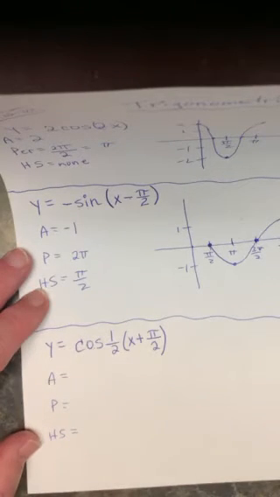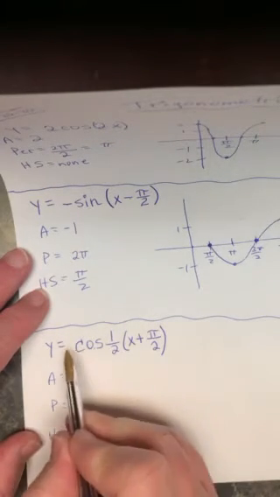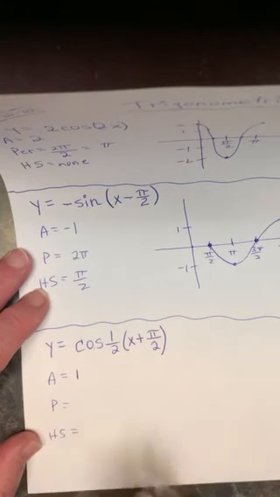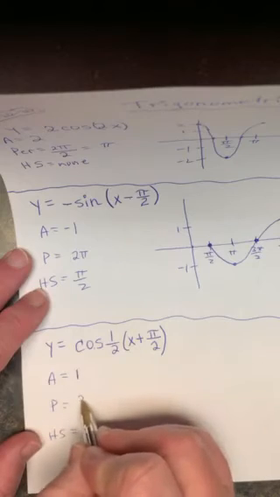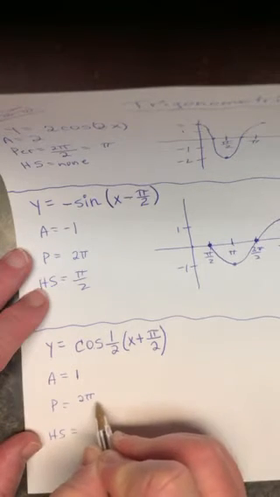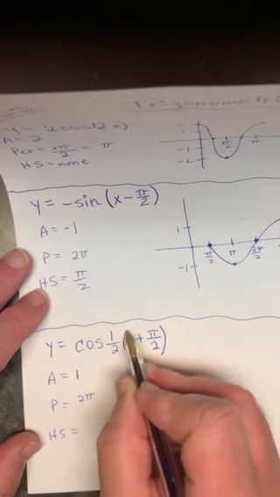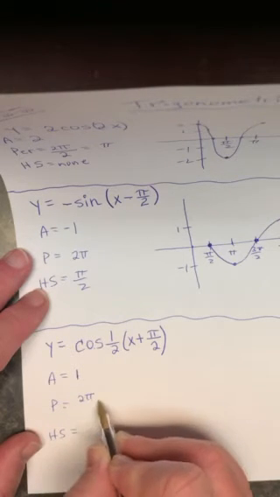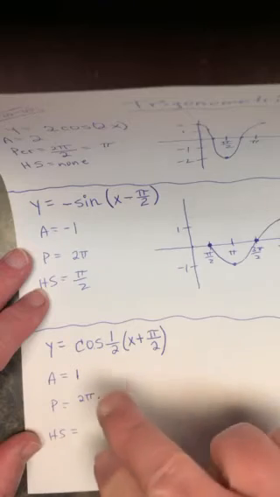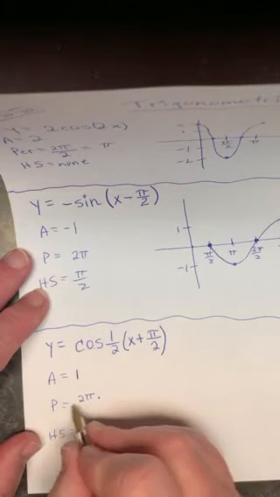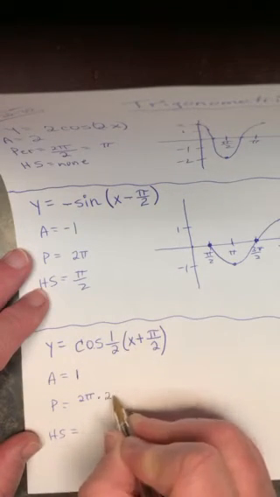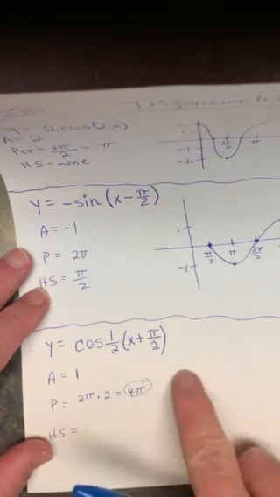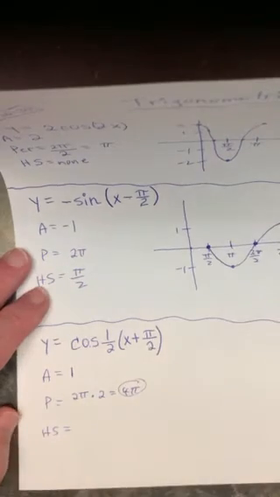Amplitude, period, horizontal shift. Now, there is no number in front other than what's understood to be a 1, so the amplitude's 1. The period is 2 pi. Now, I'm supposed to divide by the number that's in front of that parenthesis, so I'm dividing by 1/2. Remember, when you divide by a fraction, you really multiply by the reciprocal. So dividing by 1/2 is multiplying by 2. So, oh my goodness, this roller coaster has a period of 4 pi.